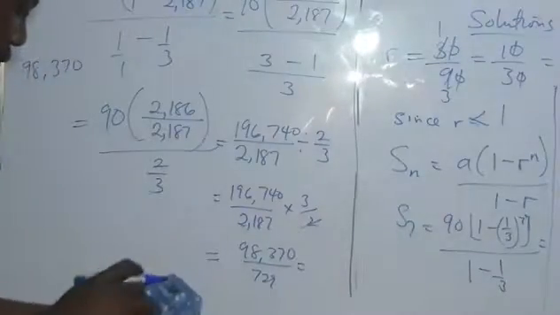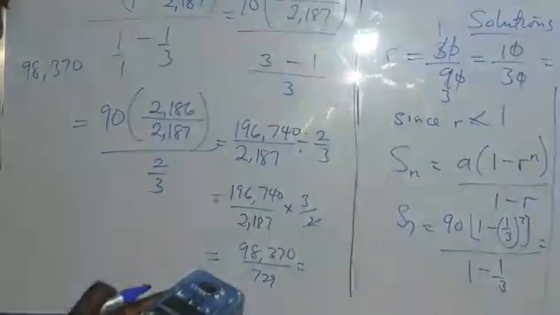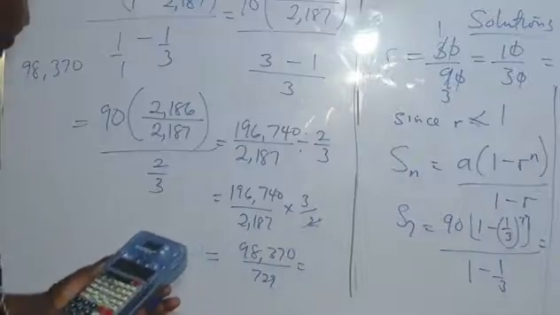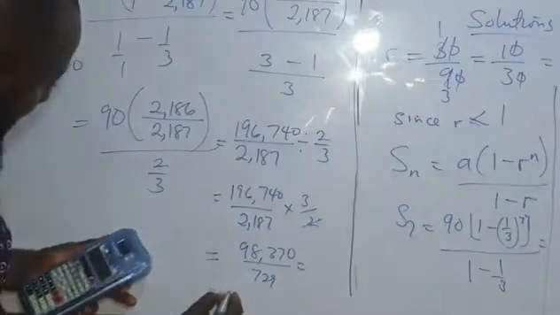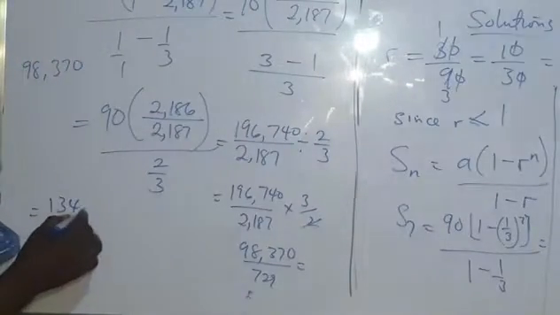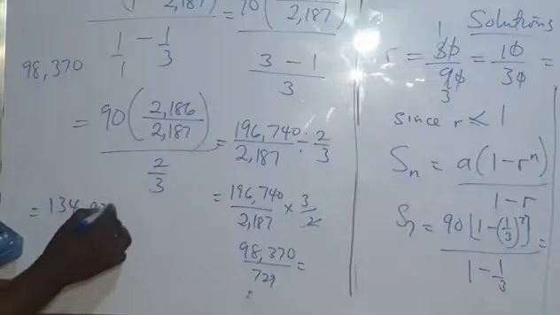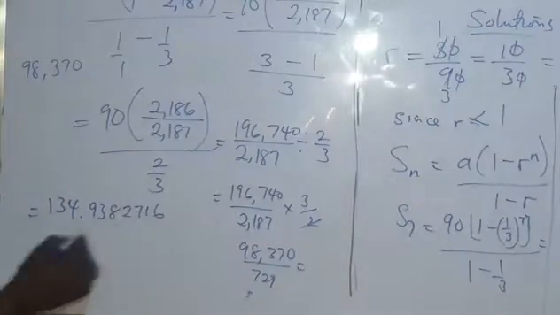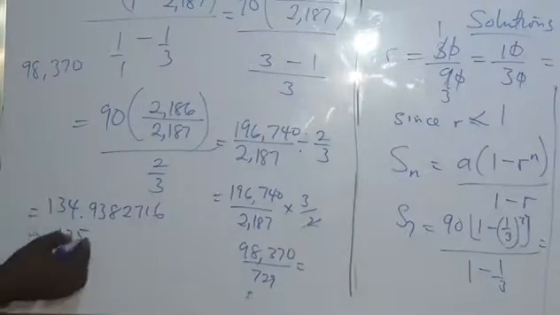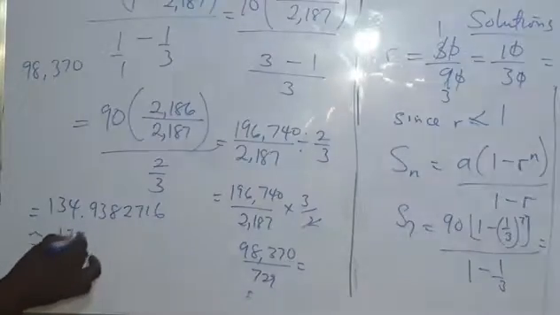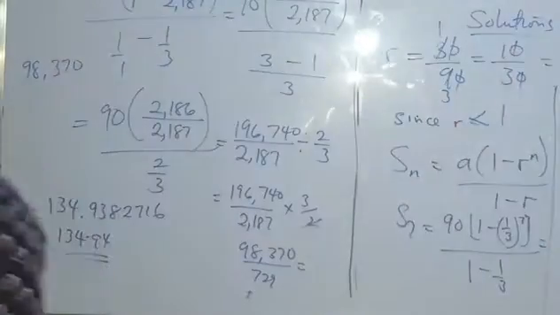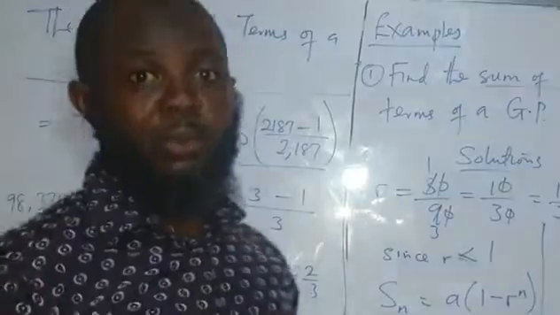So let's divide this and see what we're going to get. 98,370 divided by 729 gives us 134.9382716. Which is approximately, we can write it to be 135 or 134.94, depending on what you're asked to write it to. I hope this working is clear to you.